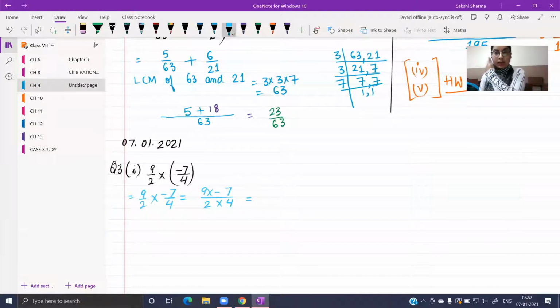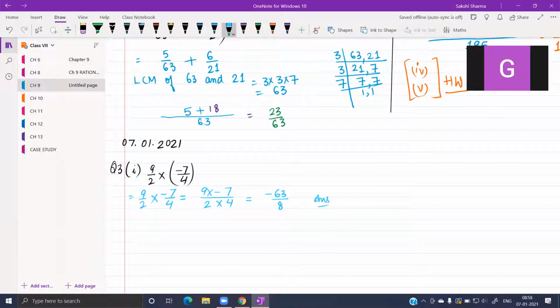Like what will be the value obtained in the numerator? जब न्यूमिनेटर्स का प्रोडक्ट आप फाइंड करोगे, you will get -63, and when you find the product of the denominators, you will get 8. So the fraction or the rational number, that's your answer, is -63 by 8. That's it. That's your answer.